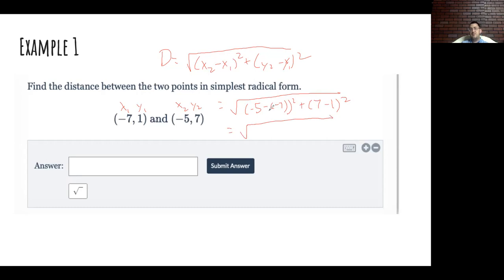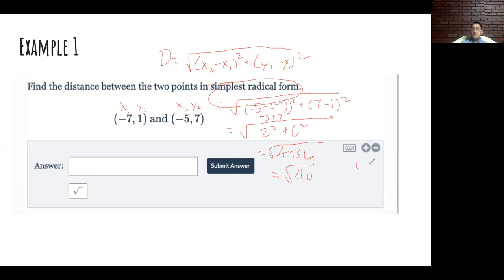So I got -5 plus 7. That's going to be a 2 squared. I'm just going to put a little note there that that's what we did. -5 plus 7. And then 7 minus 1 is 6 squared. So that's going to get me to square root of 4 plus 36, which is square root of 40. And they want simplest radical form. Now, if you stopped at square root of 40, you would get most of the points, but not all the points on the test. This tells me that you do know the distance formula through and through, but you need to get it in the correct form.